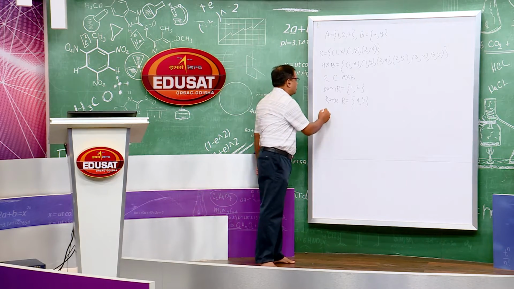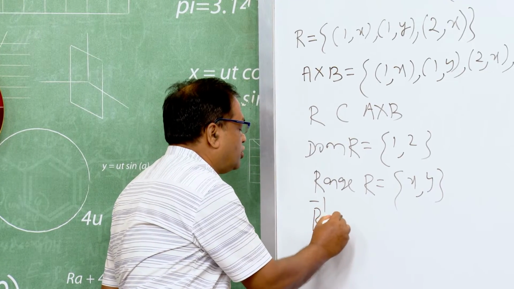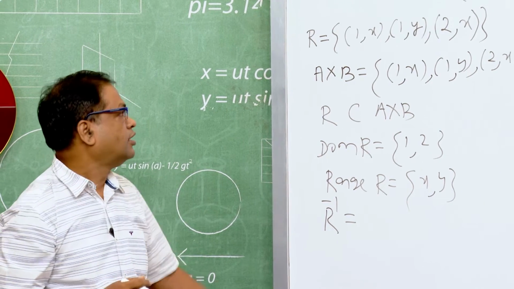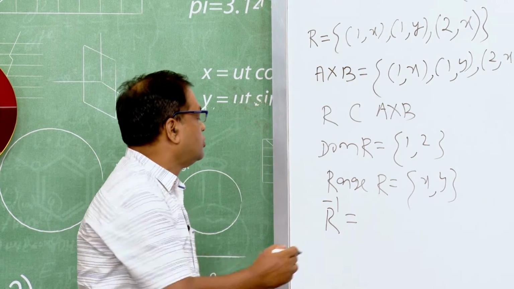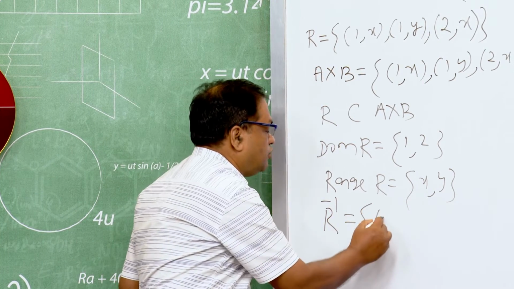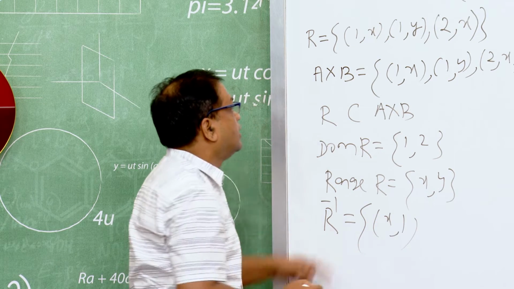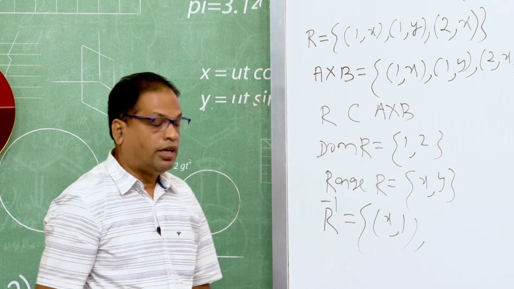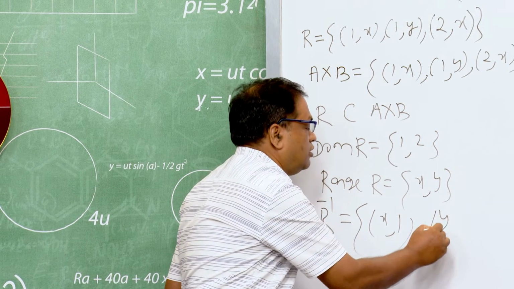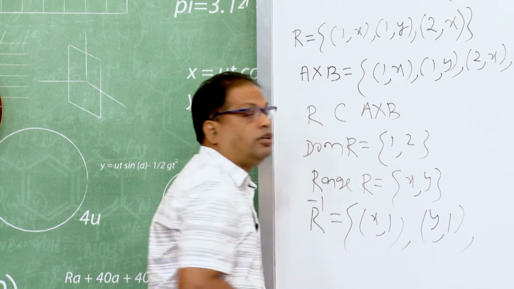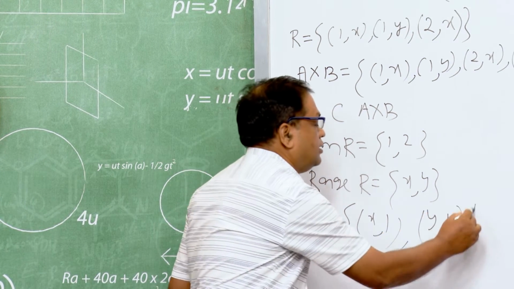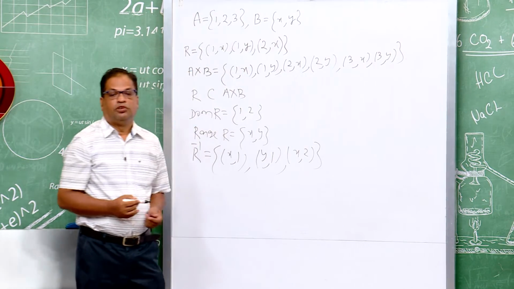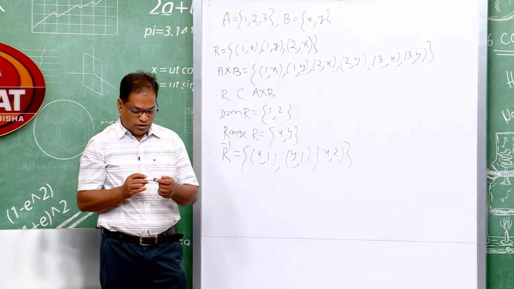Next, R inverse. R inverse is (b, a) such that (a, b) belongs to R. Here R is (1, x). So, we just reverse the ordered pair. Instead of (1, x) we write (x, 1), and instead of (1, y) we write (y, 1), and instead of (2, x) we write (x, 2). So, this is your inverse relation.